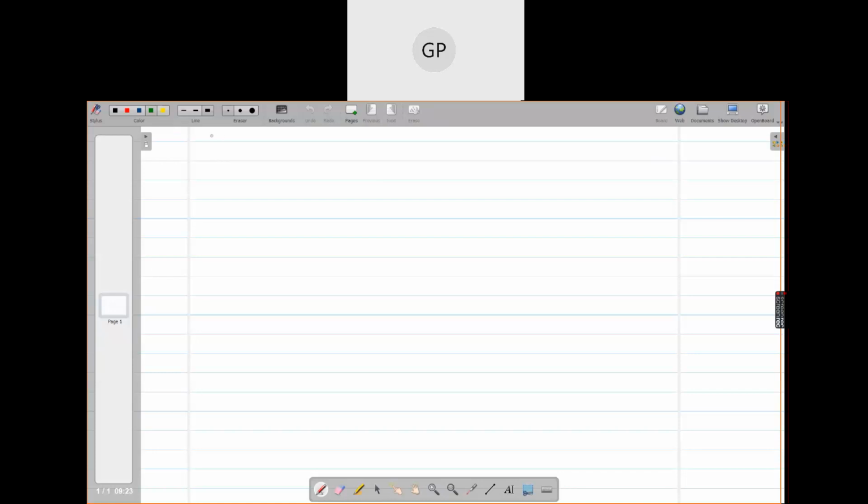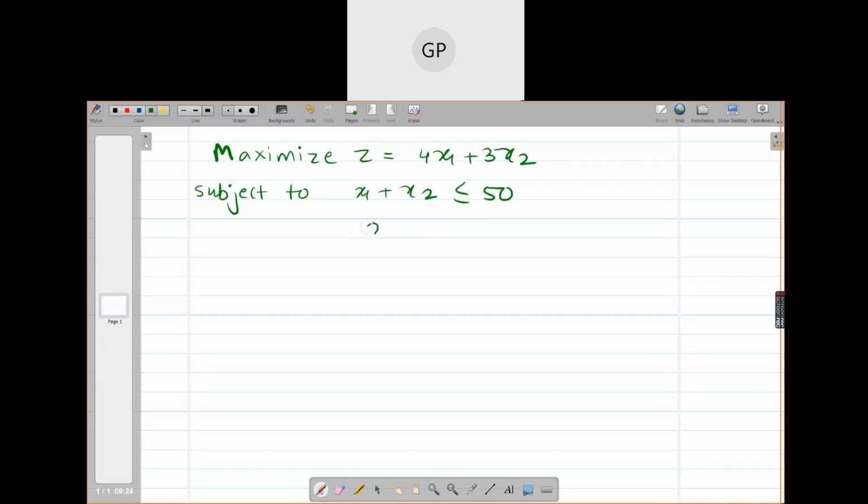So write the problem. Maximize z equal to 4x1 plus 3x2, subject to x1 plus x2 less than or equal to 50, x1 plus 2x2 greater than or equal to 80, 3x1 plus 2x2 greater than or equal to 140, x1, x2 greater than or equal to 0.